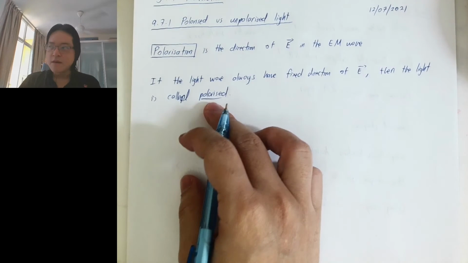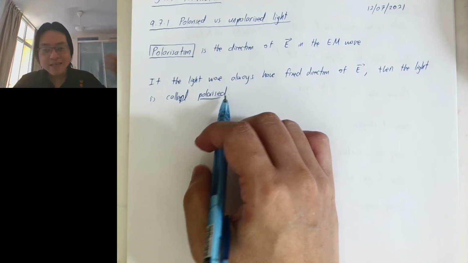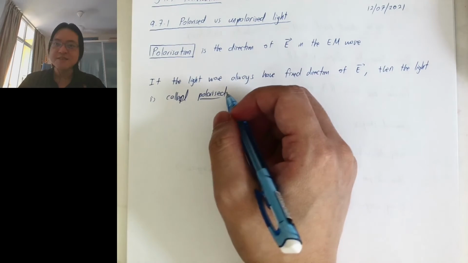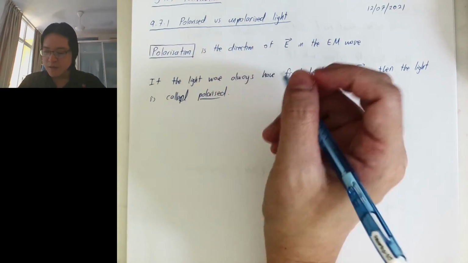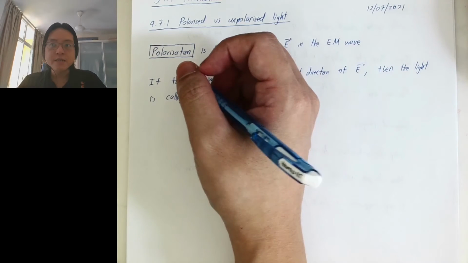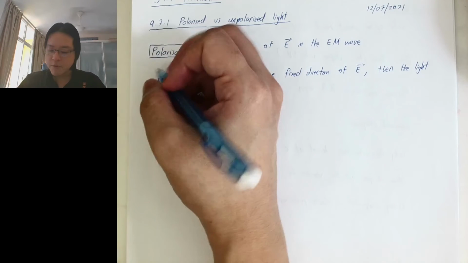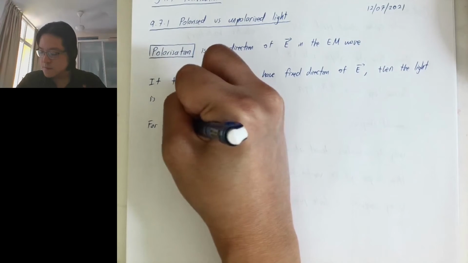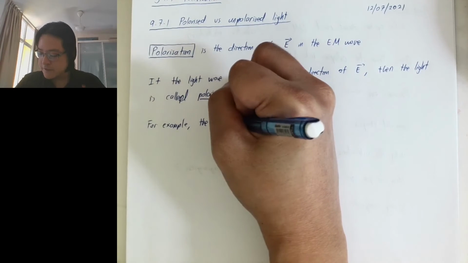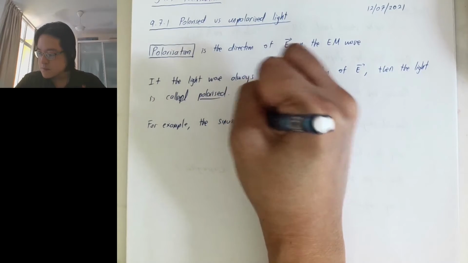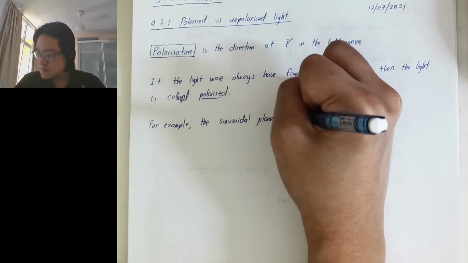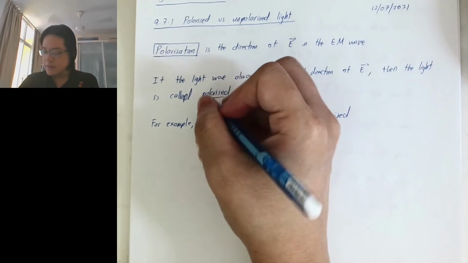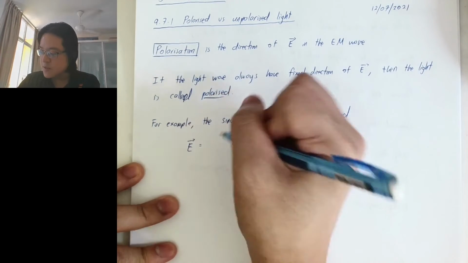Yeah, so American English and British English, polarization, organization. These are the two words that came to my mind. So the obvious example is the light that we have been studying. Actually, they are all polarized. For example, the sinusoidal plane wave is polarized, right?